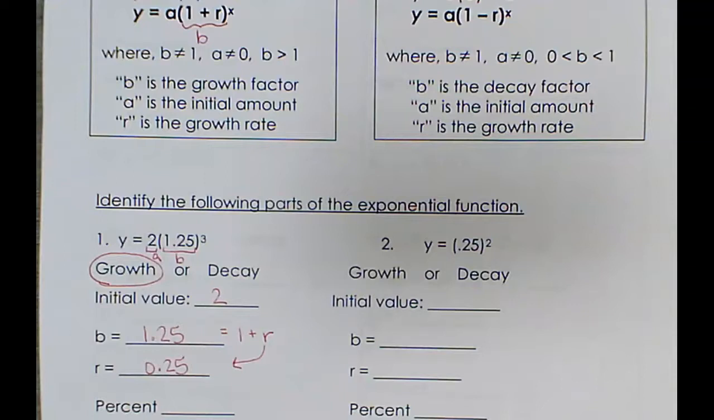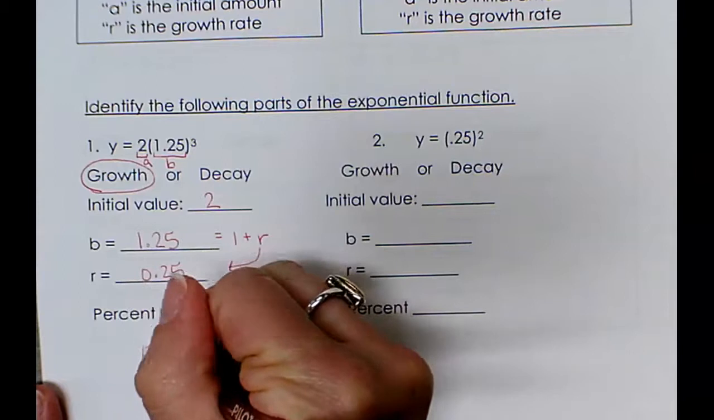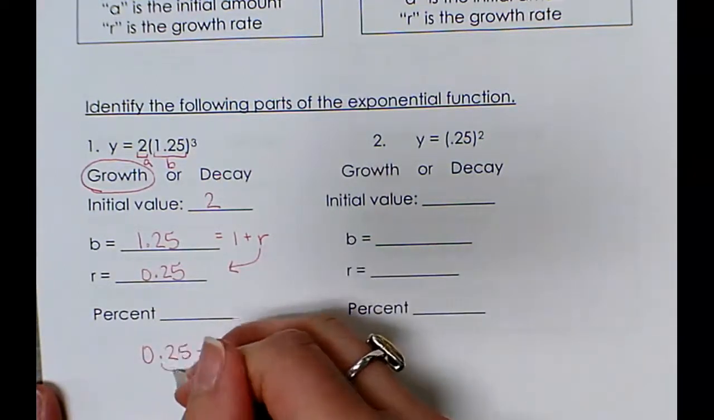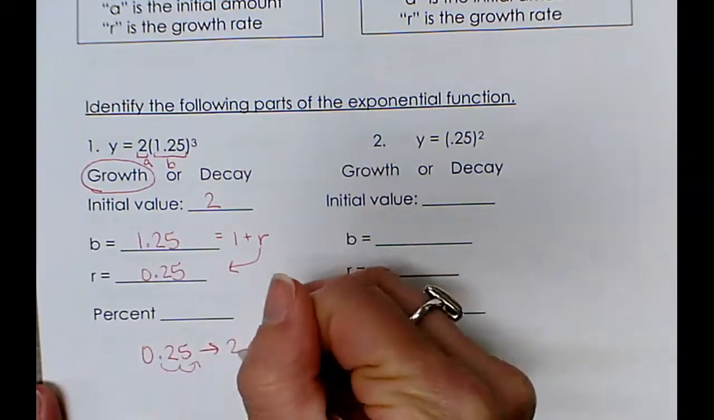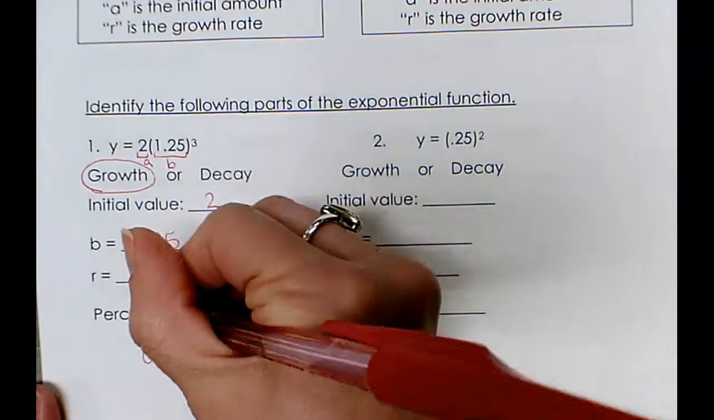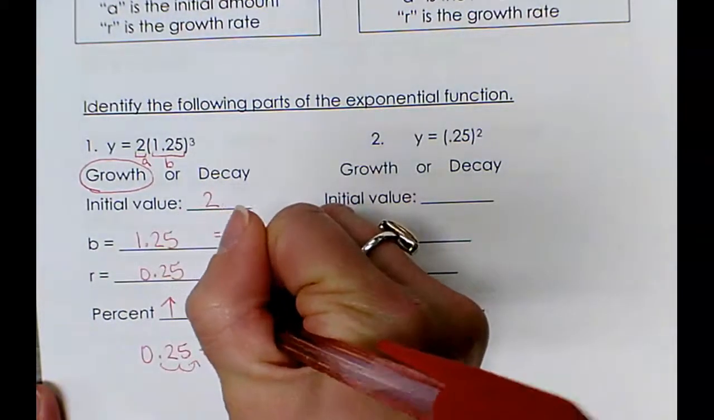Now the percent is a little different. The percent is the amount of change that's happening from 1. So if I take this and convert it into a percent, 0.25 converted into a percent means that I take my decimal and move it once, twice to the right. So this is 25%. And because this is an exponential growth problem, I say that the initial value is increasing. So it's going up, it's growing by 25%.